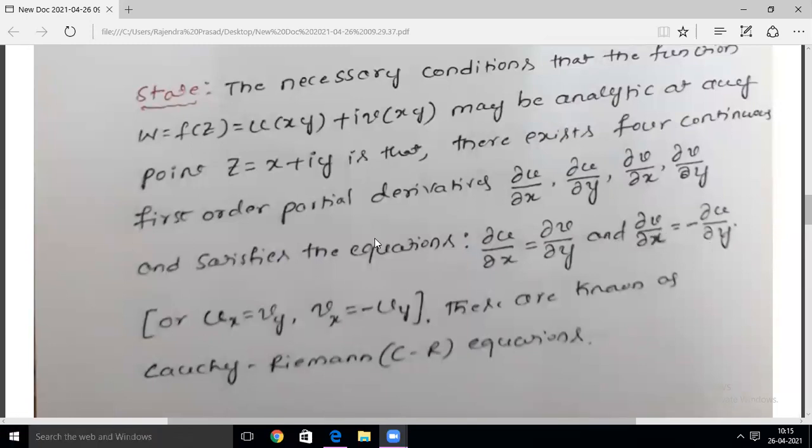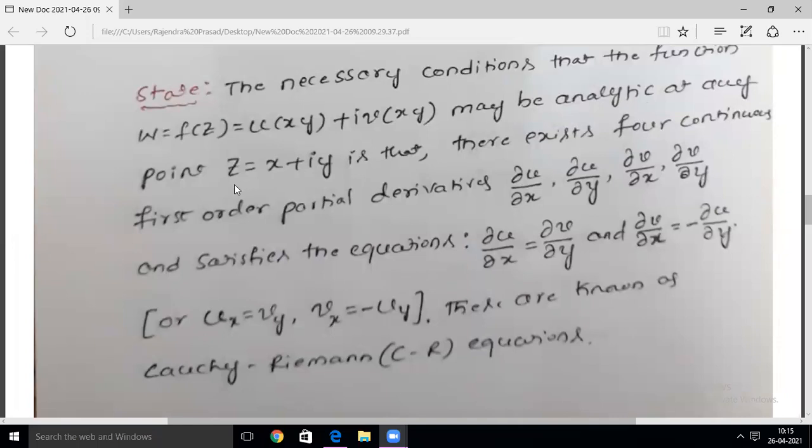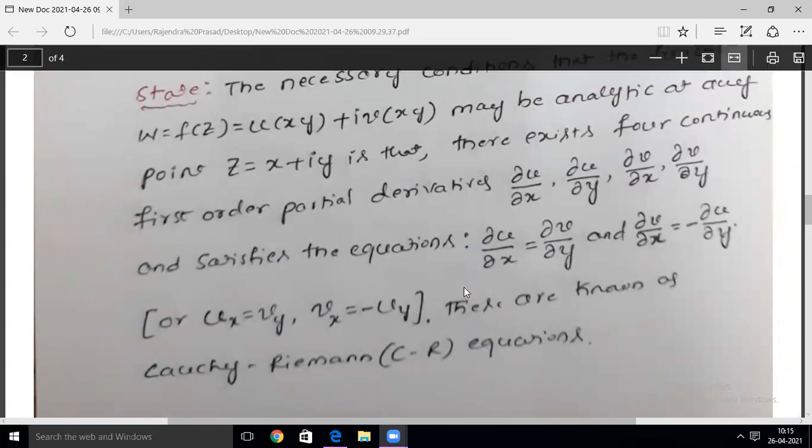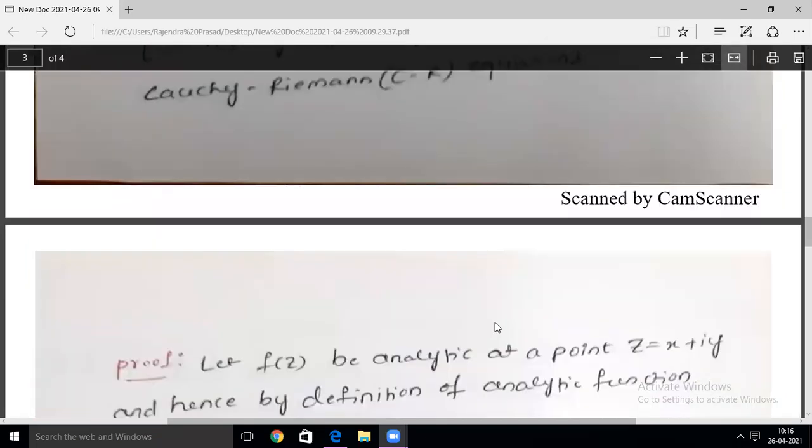So the statement you have to write: the necessary conditions that the function w is equal to f of z may be analytic at a point z is equal to x plus iy, is that there exist four continuous partial derivatives and they satisfy the equations, right. These are known as CR equations. So next we have to prove, what do we have to prove here, ux is equal to vy, and vx is equal to minus uy, right. So next we shall move on to proof.